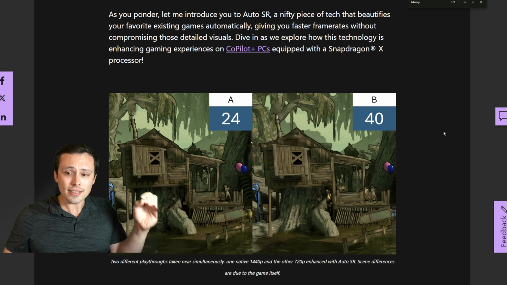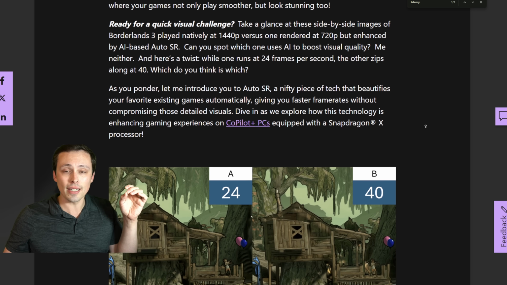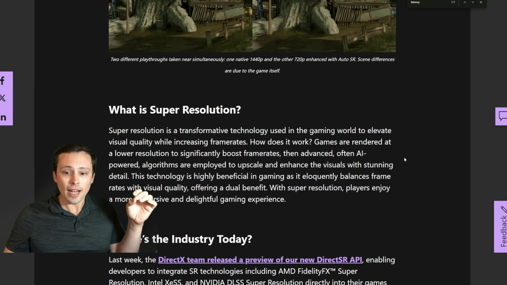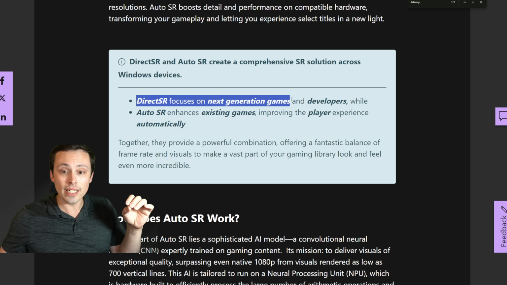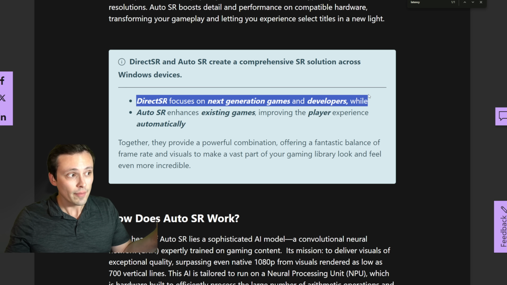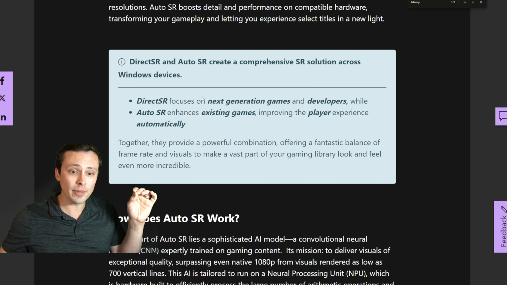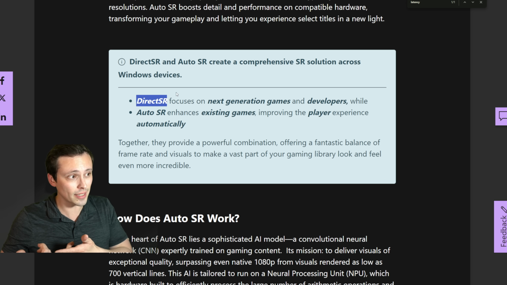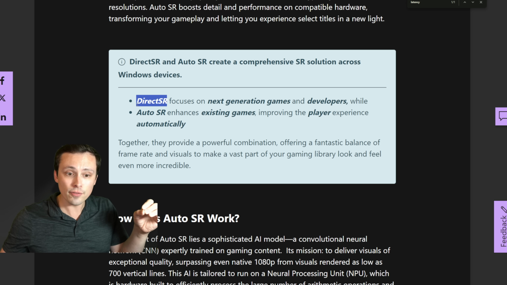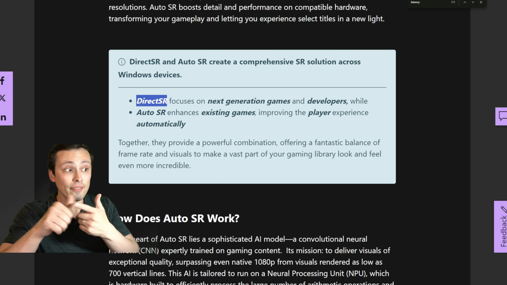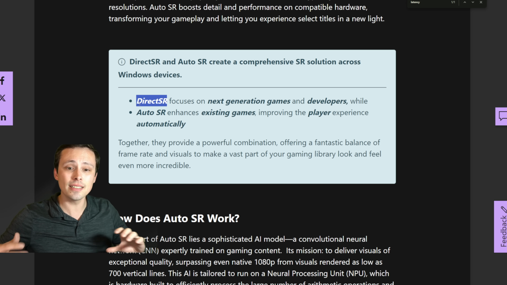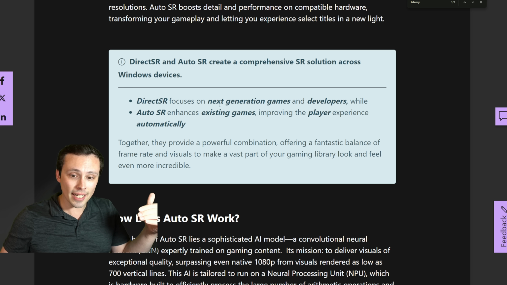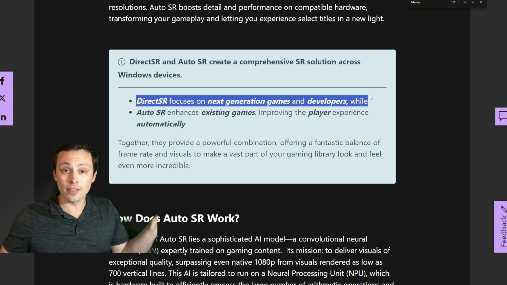In general, though, this technology does not look to be competing directly with FSR and DLSS, because even in Microsoft's own announcement post about this, they're saying that in next generation games, meaning new games under development, auto SR should not be the focus. They're talking about direct SR. Now, don't confuse auto SR with direct SR. Direct SR is an API for game developers to easily implement FSR, DLSS, and XeSS upscaling technologies by unifying the inputs and outputs into a single API. So it makes it easy to integrate those into games. So Microsoft is saying that new games should be focusing on direct SR.